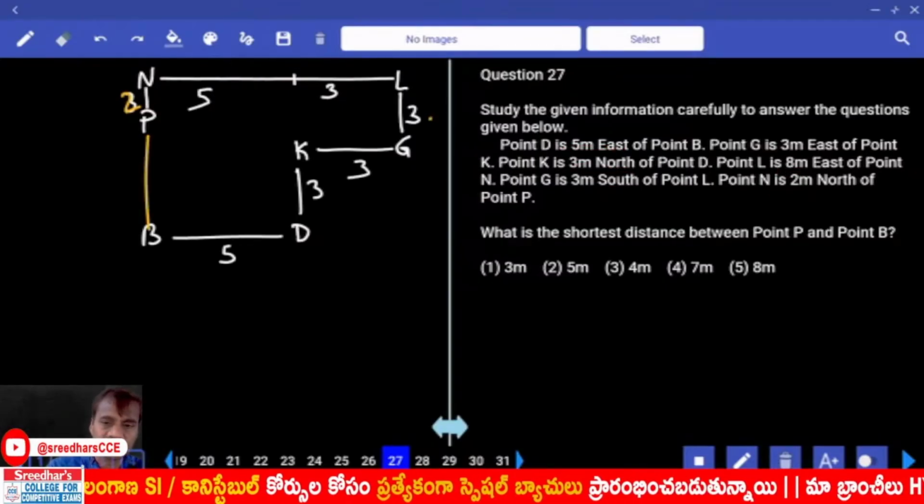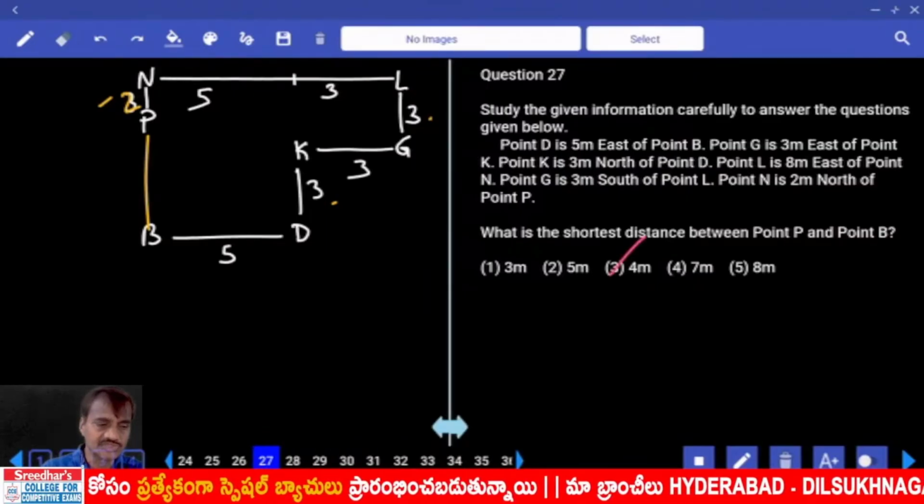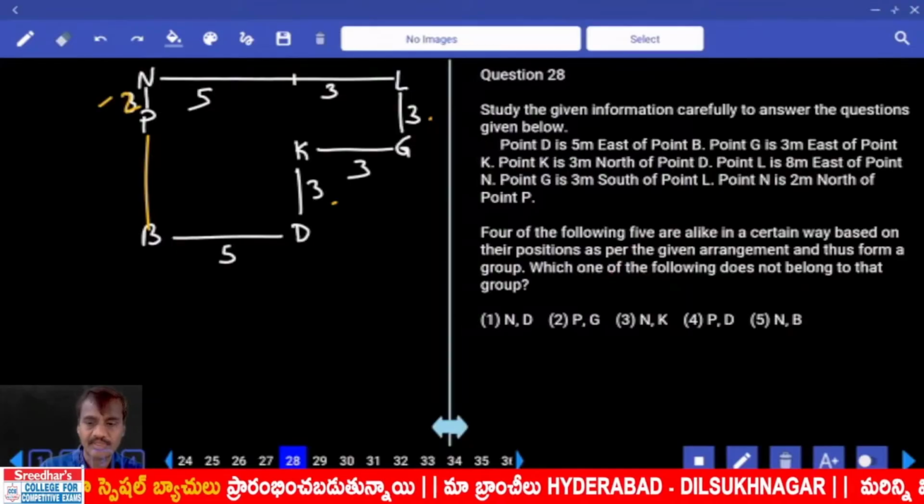Now here, out of these 6, 2 are already covered. How much more is left over? 4. 4 choose 3, that's the answer to question 27. Then question 28, odd one out.